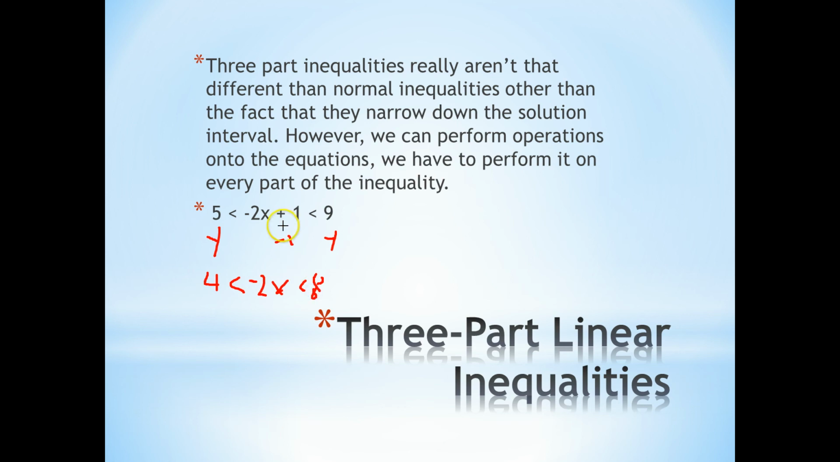Next logical thing is to divide by -2. But when we do this, we divide everything by -2. So we divide by -2, divide by -2, divide by -2. The trickiest thing is to remember that when we divide by a negative number, we have to flip the sign. So -2 is greater than x, which is greater than -4. So the answer is x is smaller than -2 and bigger than -4, and this is your answer.